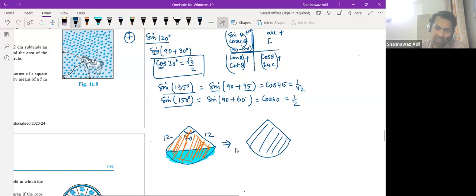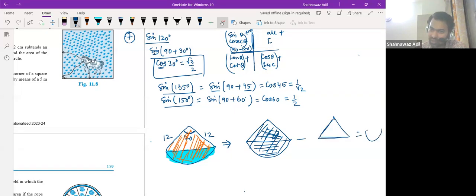So this is the sector, the whole part is the sector, and we want to calculate this cyan region, right? So then we have to remove this triangle. Sector minus this triangle, and we'll get this region, this cyan region. So that would be the segment, right, everyone?